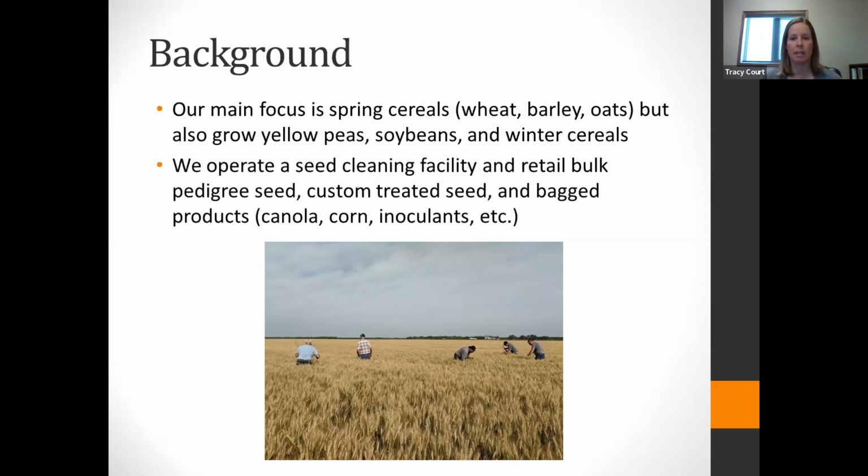We do have our own seed cleaning facility on site. So we grow the seed, we process it, and then we also retail. Our retail business consists of bulk pedigreed seed, custom seed treating, as well as bagged products like canola and corn.